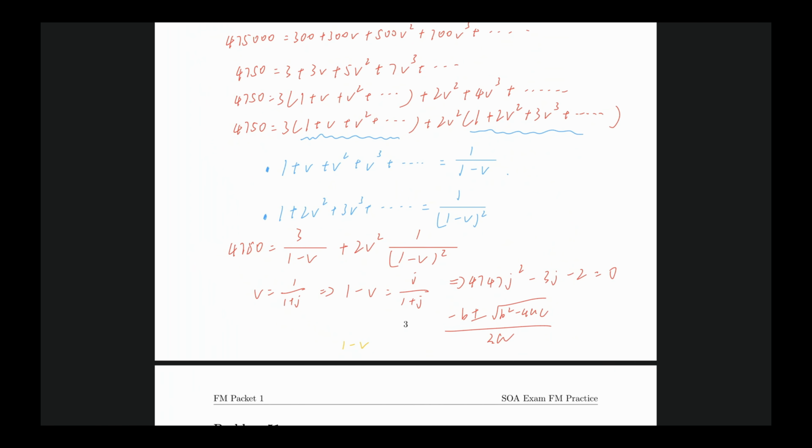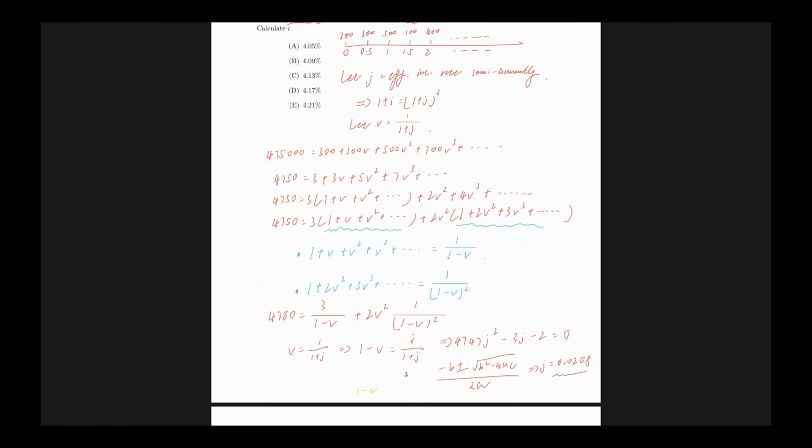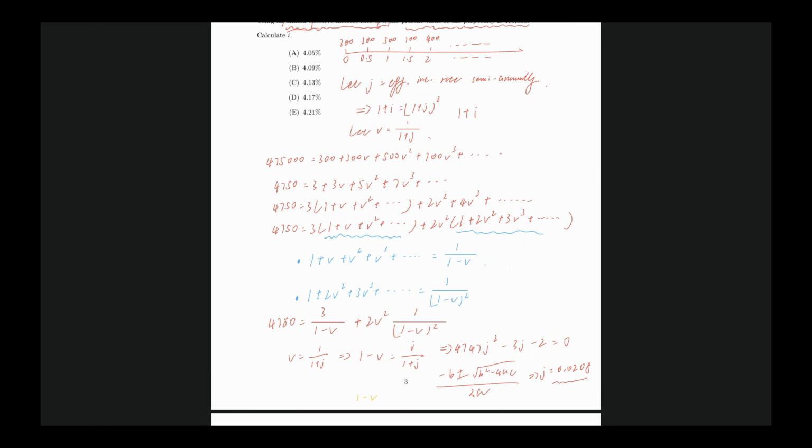So now we can just use the calculator to do that, and we will get j equals 0.0208. Okay, and since j equals that, we can use it to find our i. So 1 plus i equals 1.0208 squared, and we can just use a calculator to find i, which is i equals 0.0421. So the answer should be E.